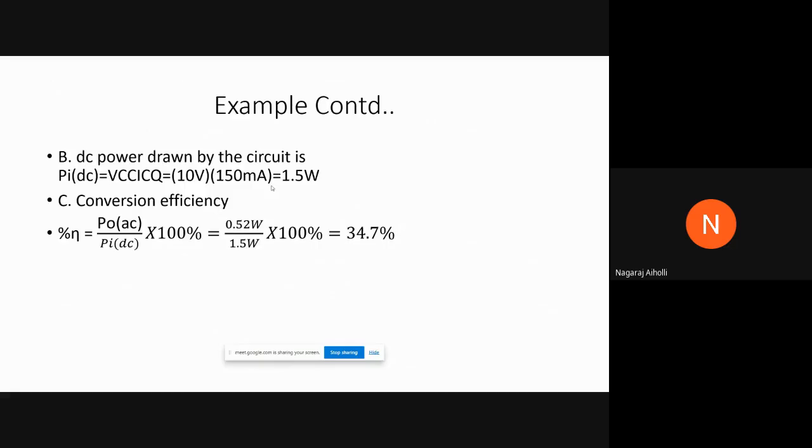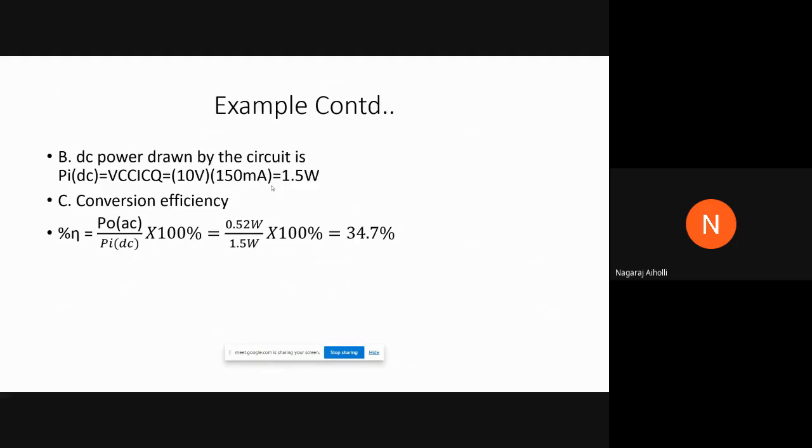It will be 1.5 watt. Now knowing these values, we also know the AC output power and the DC input power. By now we can find the value of conversion efficiency, or the theoretical efficiency, or the collector circuit efficiency. That is given by percentage eta is equal to P naught AC by Pi DC into 100%.